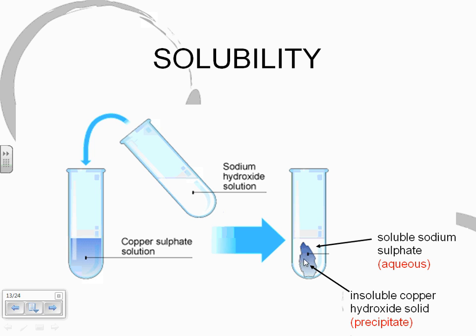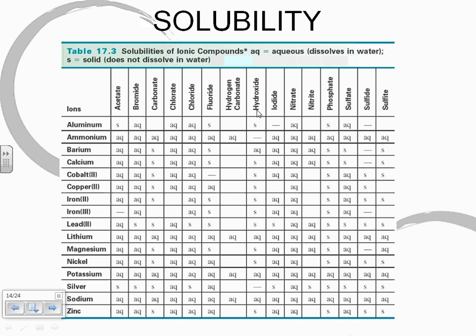And that solid is what you're going to want to get 2 grams of. It'll form that precipitate, that solid, and you're going to filter it and get that solid out by itself. So the solubility table, you know how to use this now. Look up your cation and your anion and find where they meet. If it says S, it is a solid. If it's AQ, that means it dissolves in water.